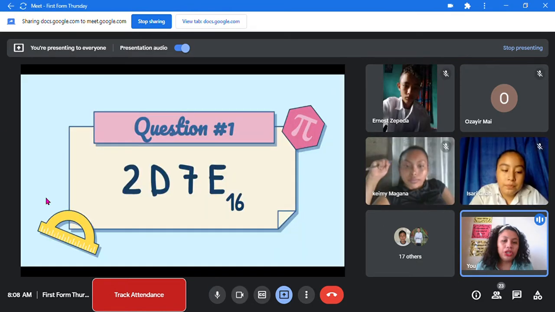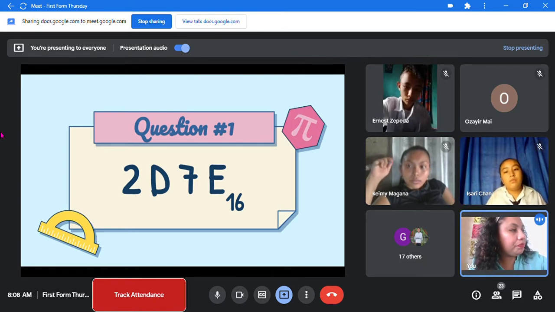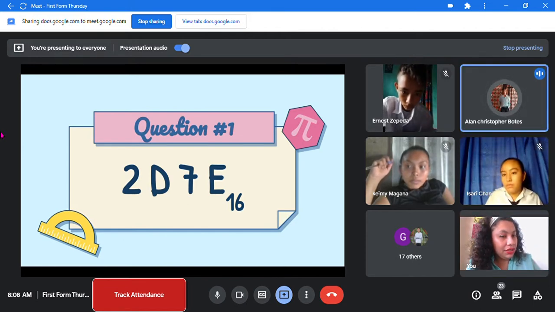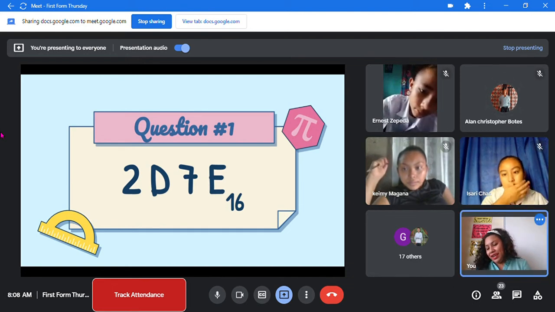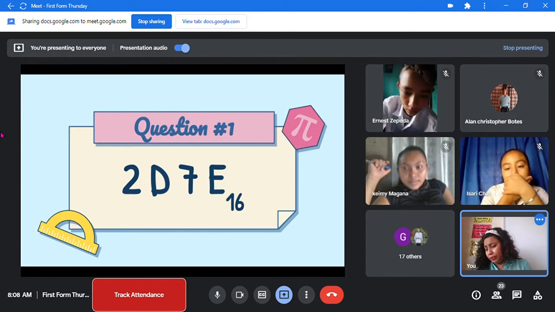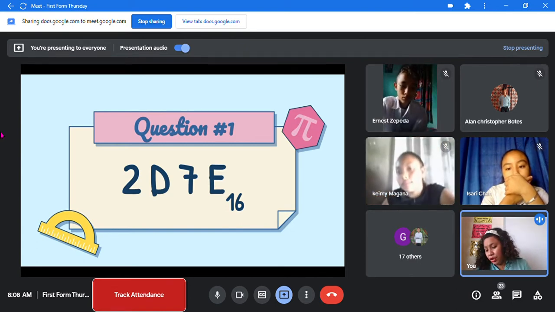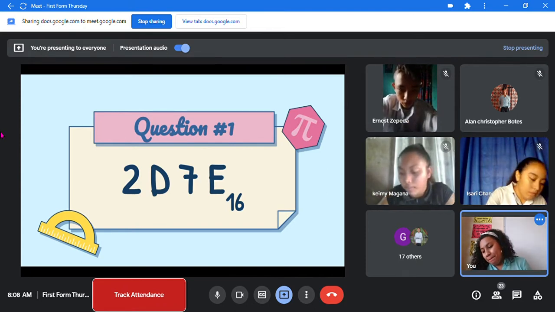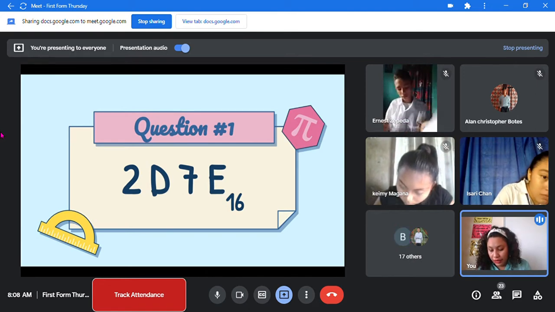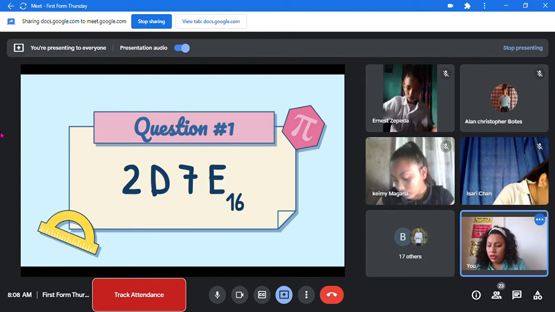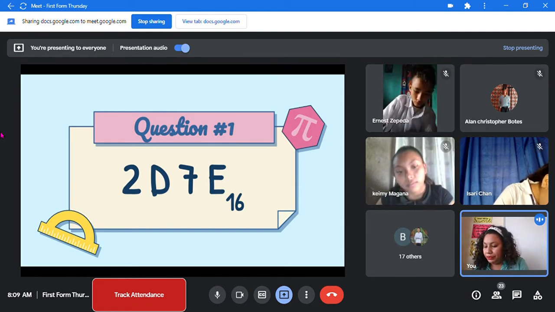In your worksheet, you have a total of, I think it's 9 questions, if I'm not mistaken. How many questions? 8. Okay, it was close. It was 8 questions then. This is the first question. Go ahead and write this in your notebooks: 2D7E base 16, and please remember to write the small little 16, because that is the base that we are working with. Okay, 1, 2, 3, 4, 5, 6, 7, 8. Okay, 8 questions. So this is the first one.